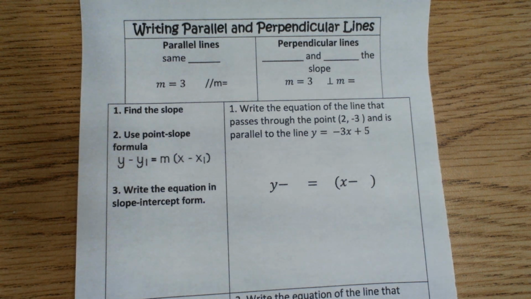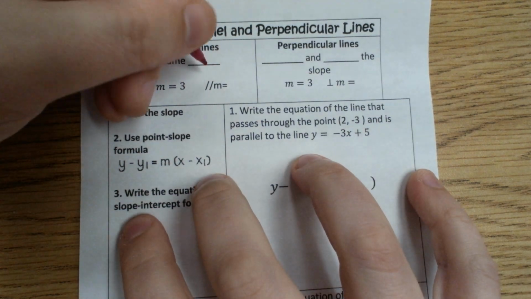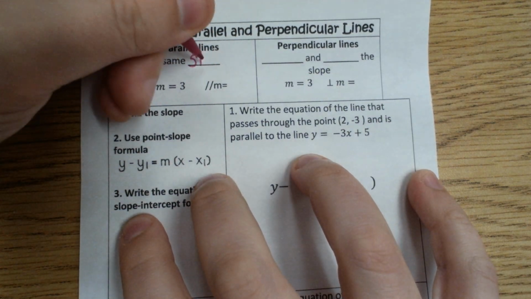Okay, we're looking today at writing parallel and perpendicular lines. In the past, we've looked at just identifying lines that would be parallel and perpendicular to a certain line. Today, we're going to look at finding the actual equation for a line that is either parallel or perpendicular to a line and goes through a certain point.